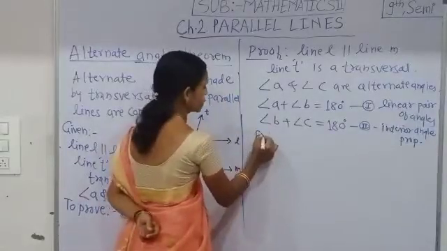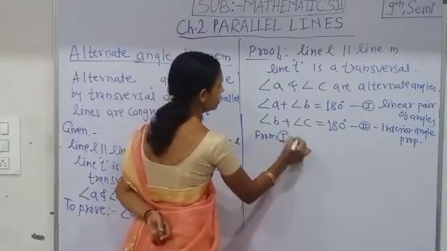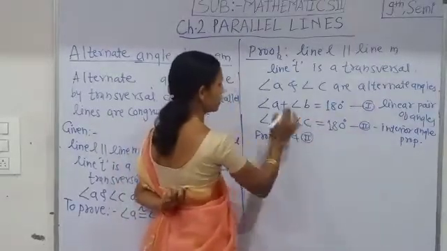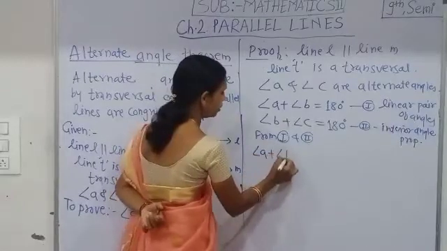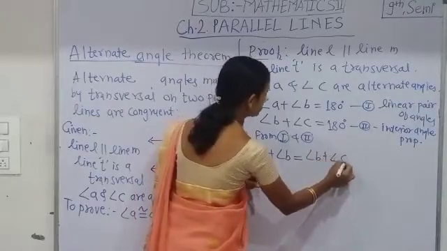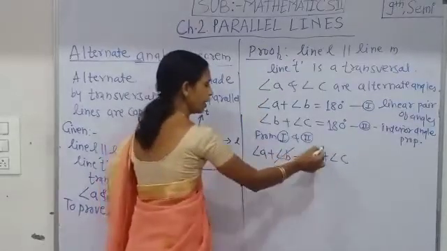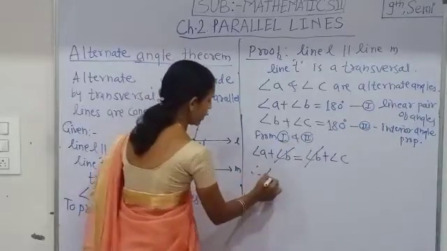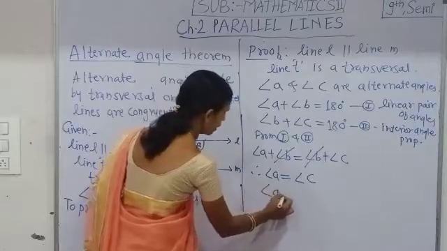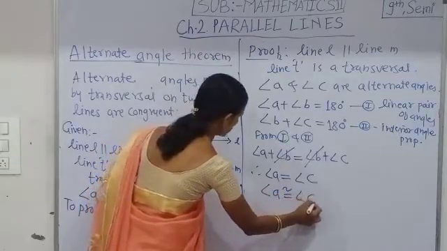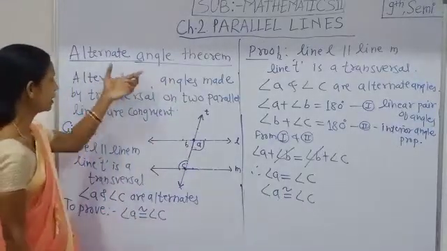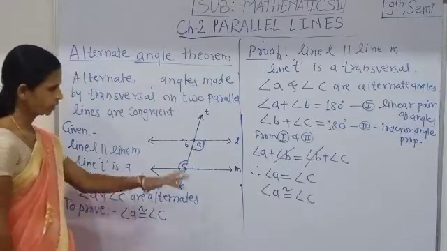Then from equation 1 and 2, the right hand sides of the two equations are the same. Therefore, angle A plus angle B is equal to angle B plus angle C. Then angle B gets cancelled. Therefore, angle A is equal to angle C. That means angle A is congruent to angle C. That is, this property of the alternate angle theorem is proved here.